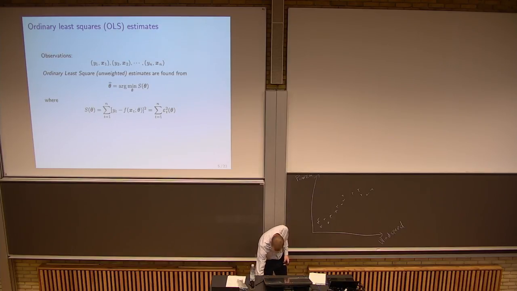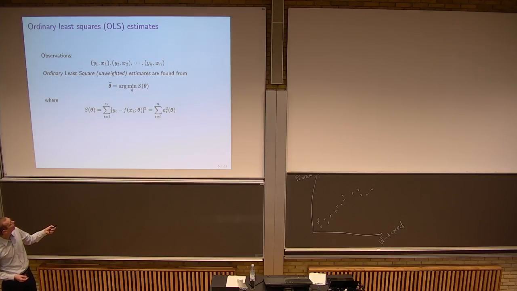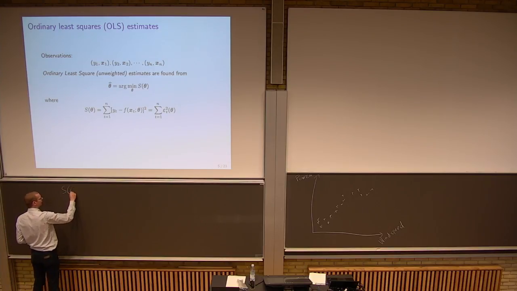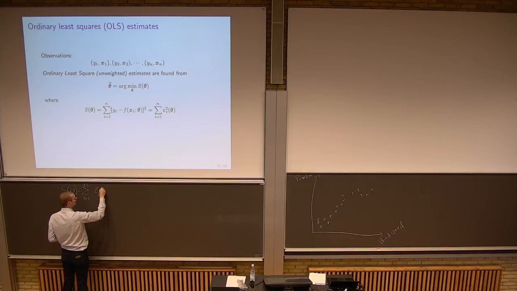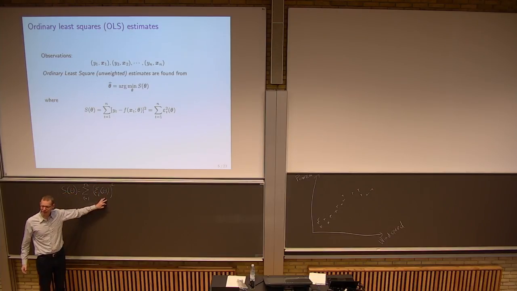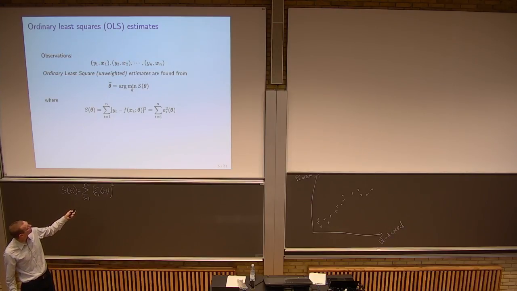Now, I like to do things not like a lot of sums, but I like to do it using matrices and vectors. So if you look at this element up here, it's a theta, the sum t equals 1 to n of epsilon t theta squared. I write epsilon t as a function of theta, because the epsilon is a function of what the function is for the given parameters.